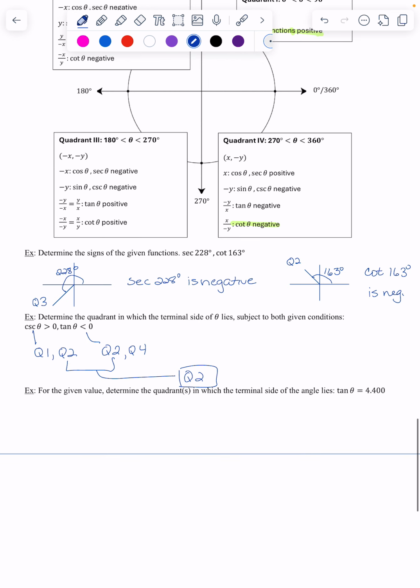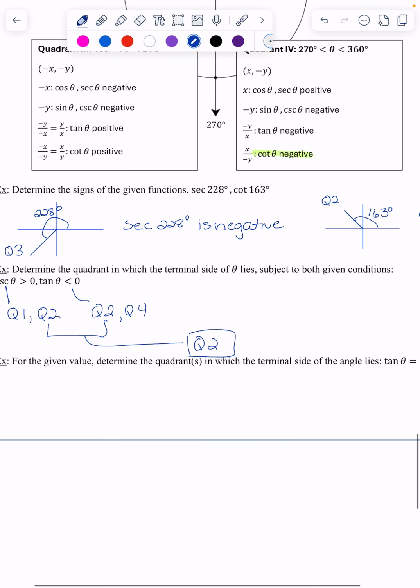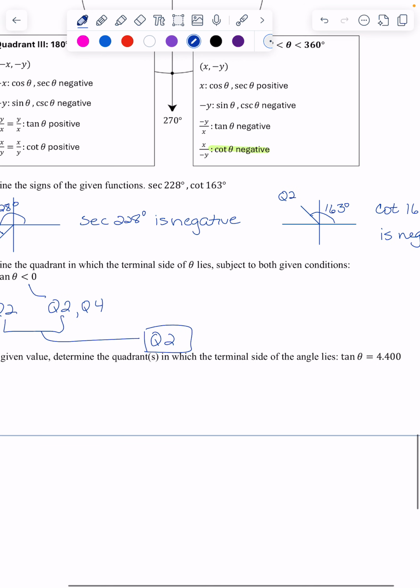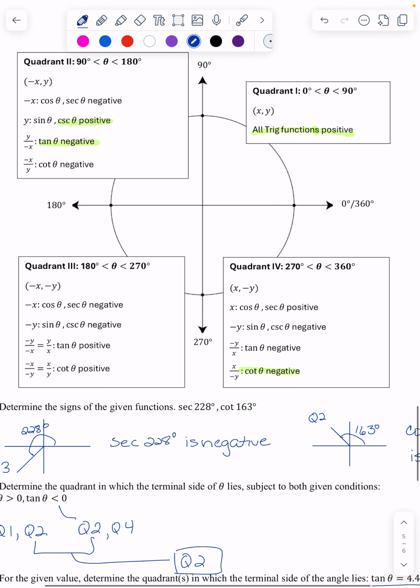Next one, we want to determine what quadrant or quadrants I'm in. Let's read it. For the given value, determine the quadrant or quadrants in which the terminal side of the angle lies if I have tangent equal to 4.400. So what I know here is that tangent theta is greater than 0 because it's 4.4. So let's go back to our little chart up here. I'm going to erase all of these that I did there.